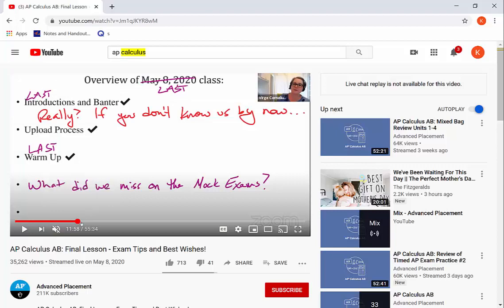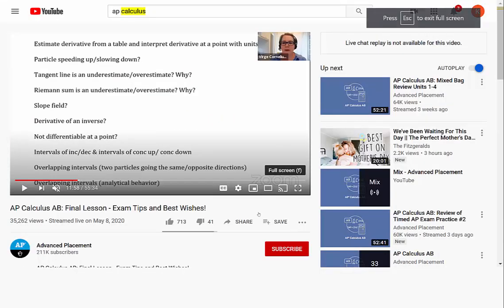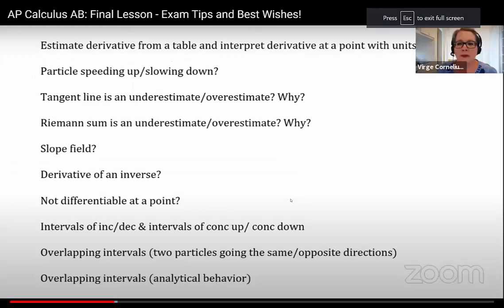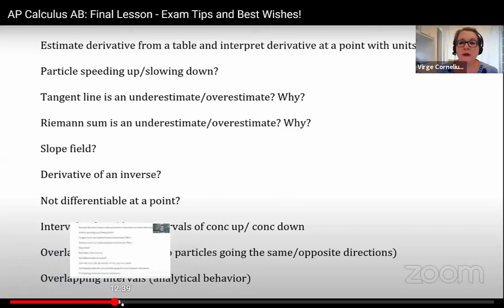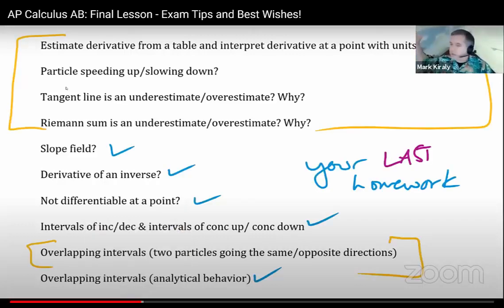Okay. What they said is these are all of the topics that they did not cover in the first two mock exams. So in the first, remember they had this list of questions. These are the topics they didn't cover. And so what happens is they show that they do one final problem where they go over estimating the derivative from a table, particle speeding up, tangent line over or underestimate, Riemann sum over or underestimate. And then I think we're pretty good with those. Overlapping intervals, like where are two particles going the same direction or the opposite direction, that's a pretty good thing.